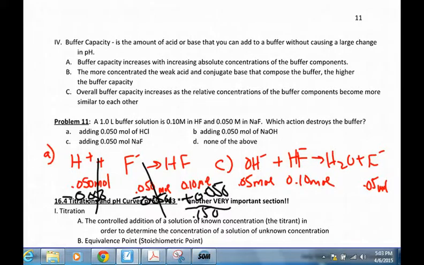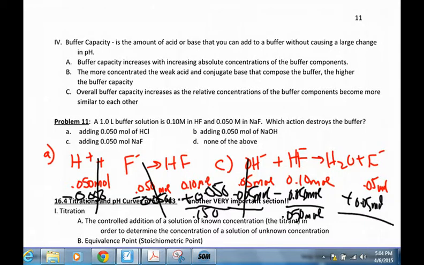Let's check this out. Subtract and add. Well, that's 0, but that has happened before. This is not destroyed. I still have 0.050 moles left, and I still have 0.10 moles left. That's not really the issue. The issue is in letter A, where both terms became 0. And so the one that destroys it is indeed letter A.